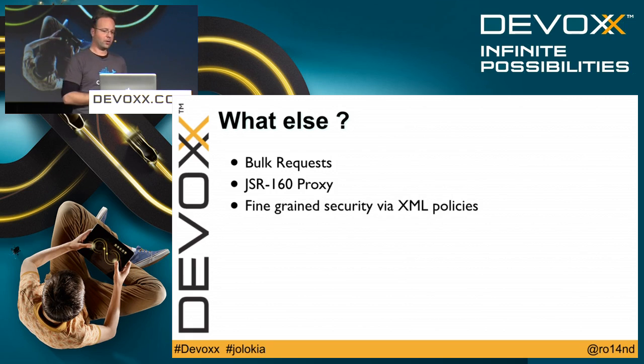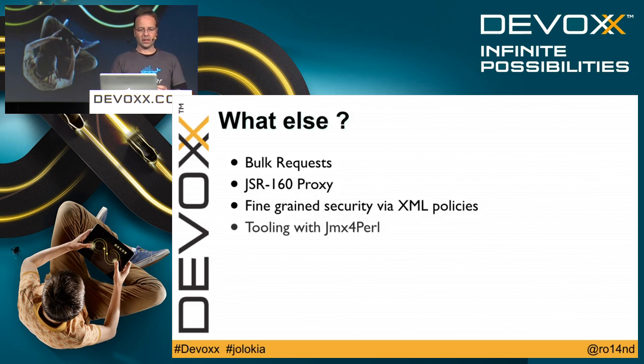Then Jolokia knows about so-called fine-grained security via XML policies. There's an XML file where you can restrict by IP, so which IP can connect, which subnet, which operations are allowed, whether I can only read or can execute something, you can provide MBean patterns and so forth. And so you have a very powerful mechanism to restrict the access to the MBeans, to the JMX subsystem.